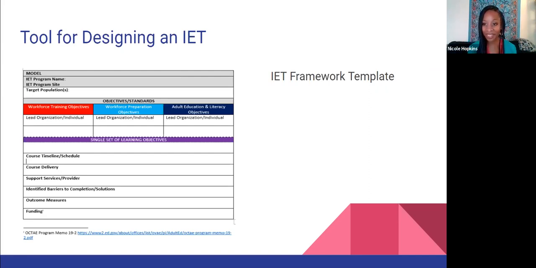How is this course going to be delivered? Is it going to be hybrid? Are we going to go for in-person, or are we going to stay completely virtual? What kind of support services are going to be necessary? And who's going to be the provider who's going to do those different support services if there are multiple kinds? We're going to think about the barriers of completions and maybe some solutions in that same kind of token.